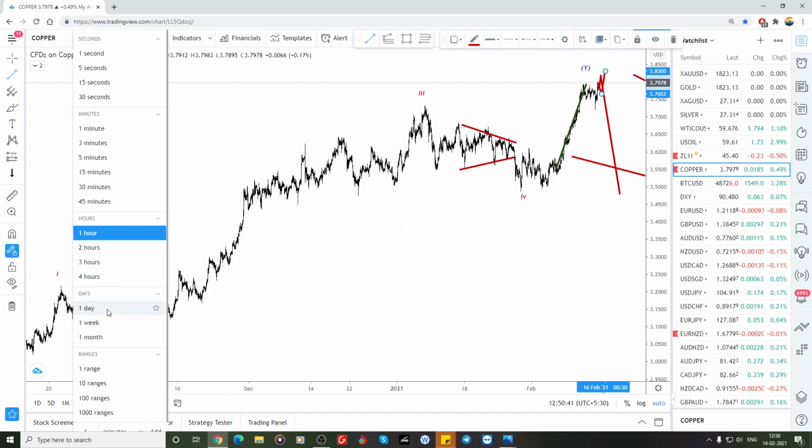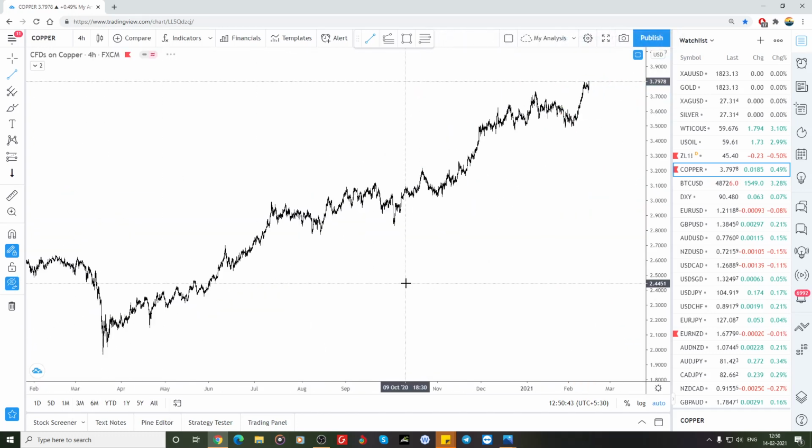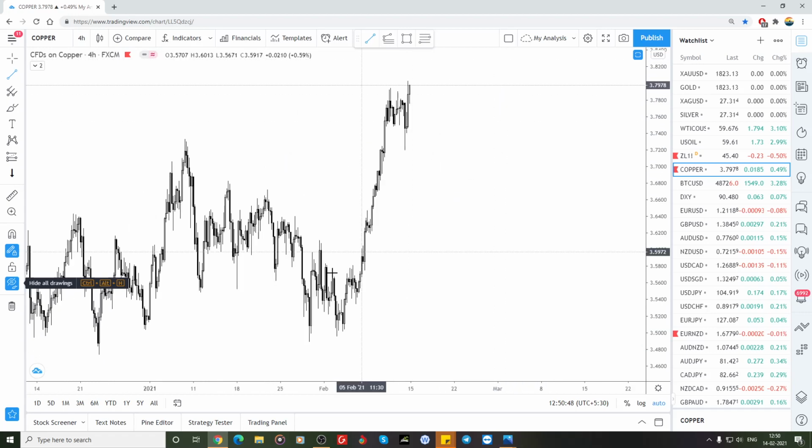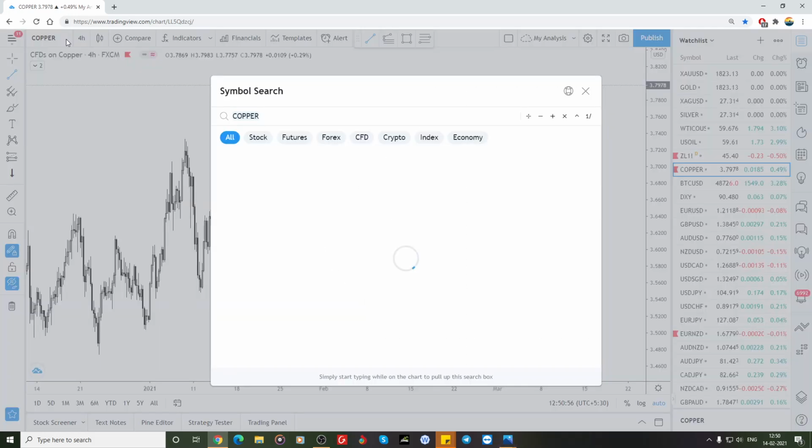So if you look at it in that 4-hour chart, it's looking very simple: 1, 2, 3, 4, 5. But inside what is happening, it's a diagonal formation. Each wave has an ABC. So I think we can move to gold.